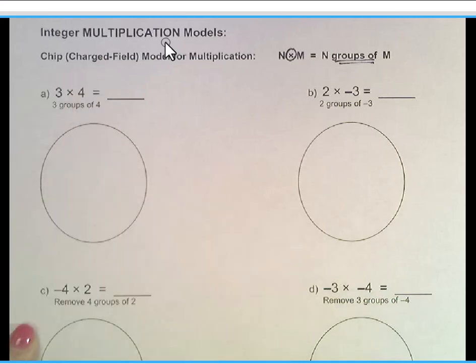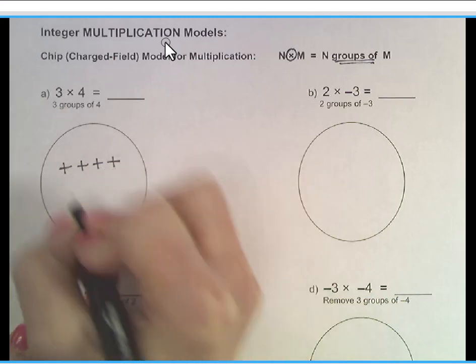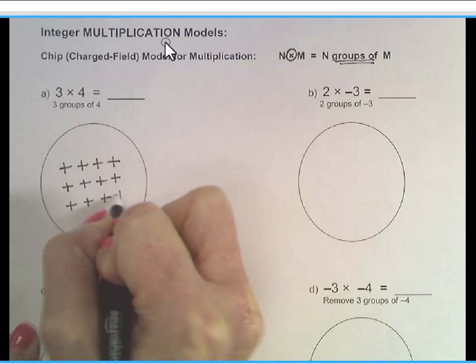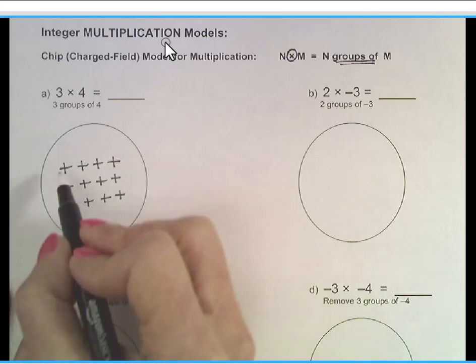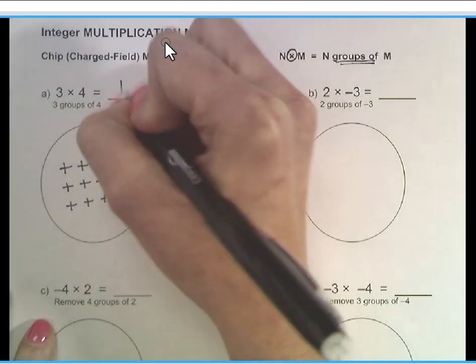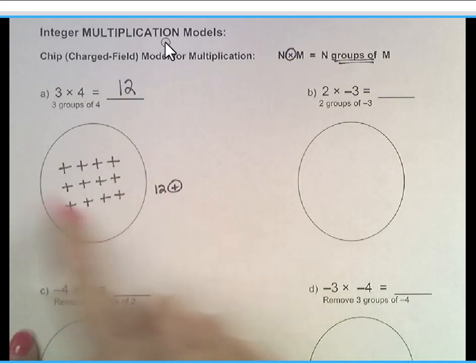And do you see how everything's positive? So I'm going to draw 3 groups of 4 positives. So there's one group of 4, a second group of 4, and the third group of 4. So there we go. There's 3 groups of 4 positives. And to find out the answer, you just add up how many you have. And there's 12, and they're positive. So the answer would be 12. And again, I know you guys know that 3 times 4 is 12. I'm not trying to insult you with that. The beauty of this model is it helps you see what the sign is on your answer. So it's 12 and everything's positive.